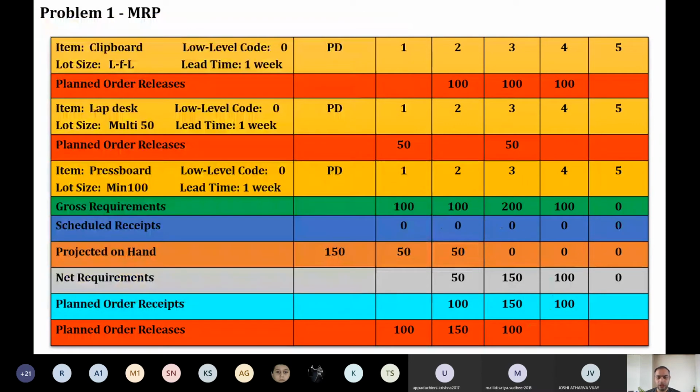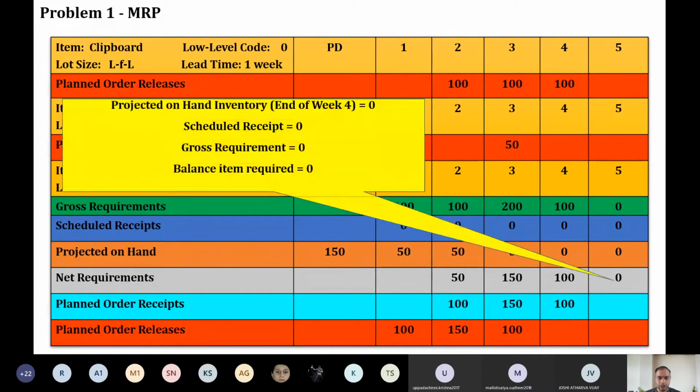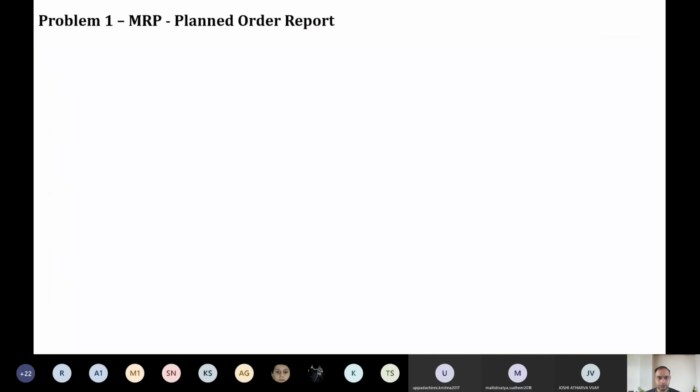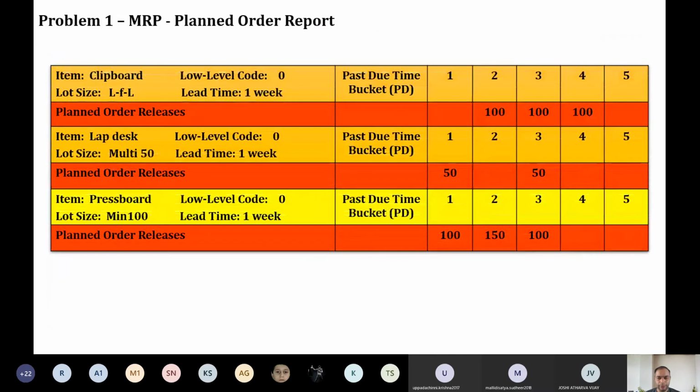Okay, so done. Now we have calculated the MRP, the material requirement planning chart, the matrix we have prepared. After doing this, you are going to prepare a summary. You are going to summarize the orders: for the clipboard when you have to place the orders, for the lab desk when you are going to place the order, and for the press board when you are going to release the purchase orders. This will give you the entire idea of the three components. From this product structure we will have an idea for all the three major components.